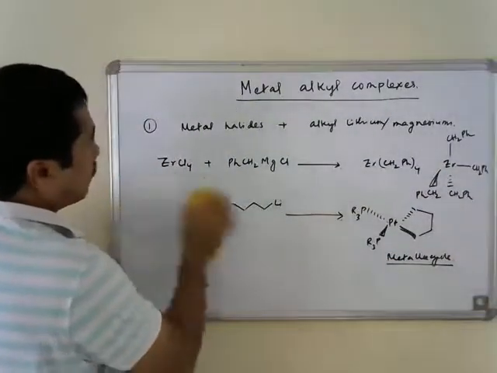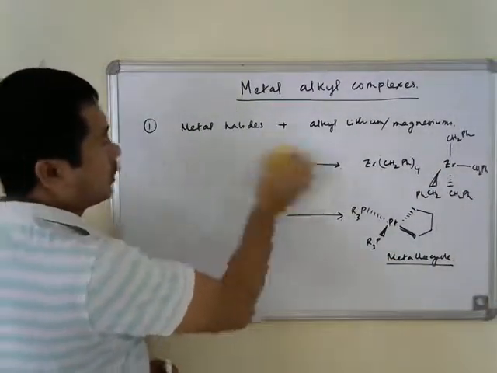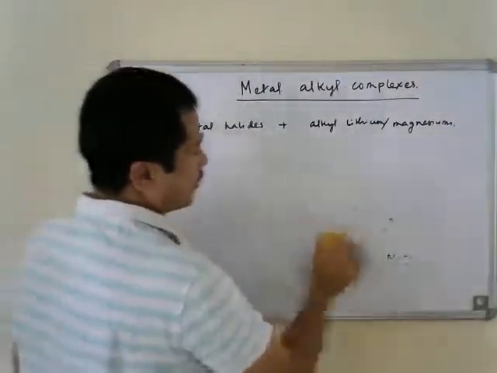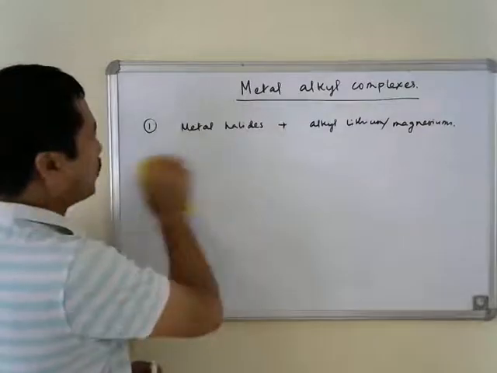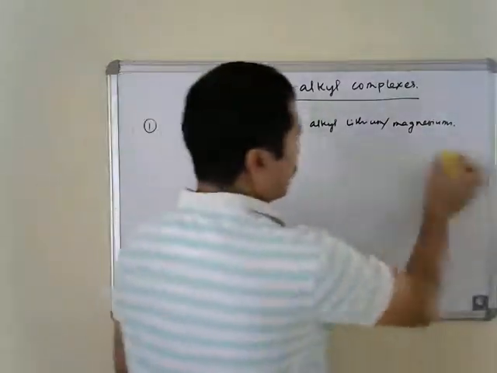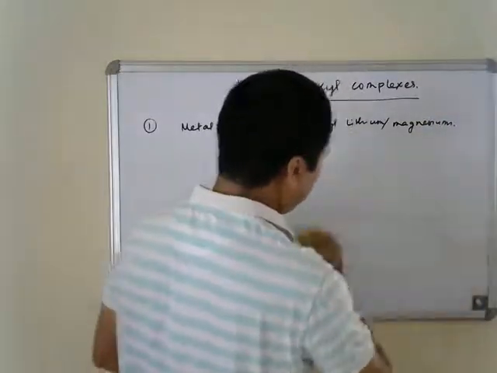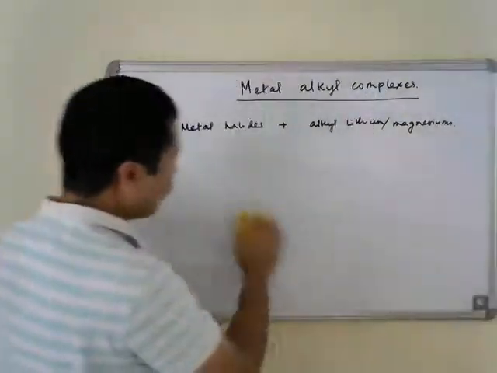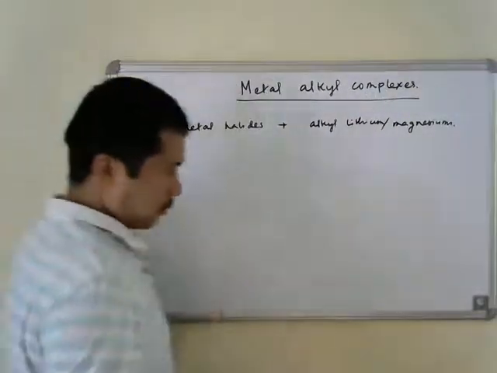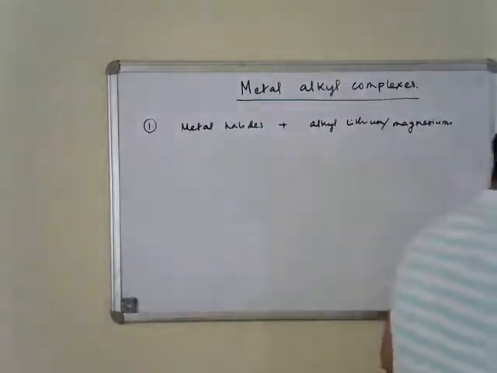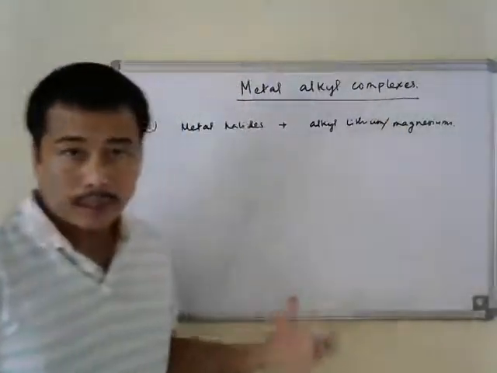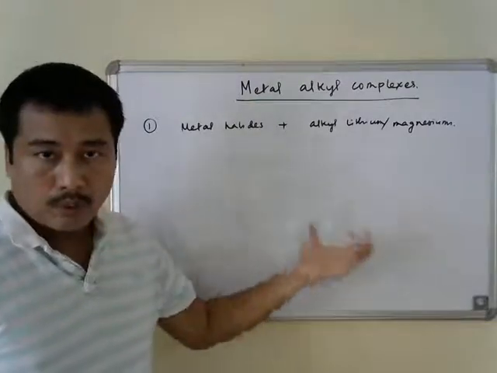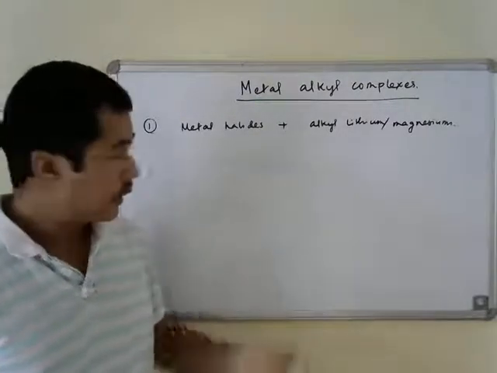So these alkyl lithium or alkyl magnesium reagents essentially provide us with carbanions, and these carbanions are strongly nucleophilic, and therefore we can replace all the halide counter ions present in the precursor complex, and we end up with a product where no halide is left.